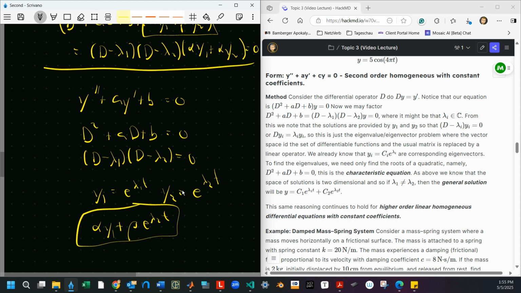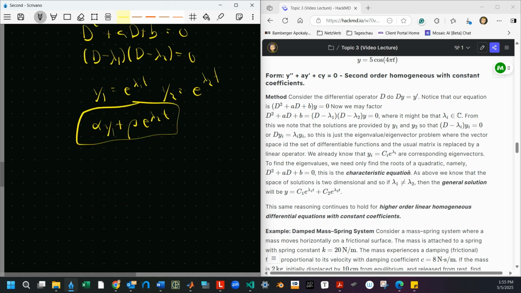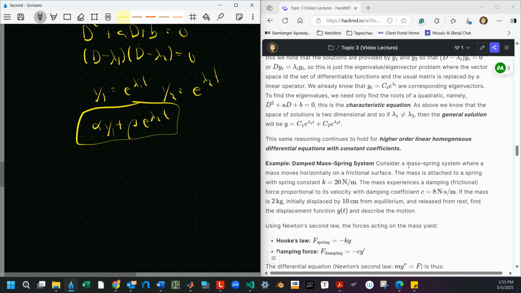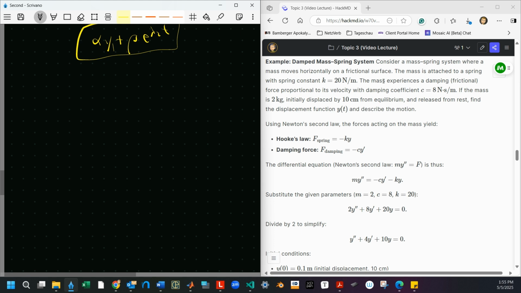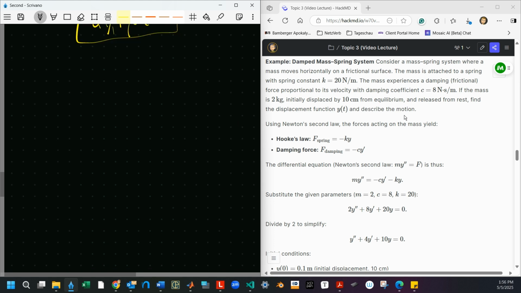So let's do it on a specific example. There's my example. This is going to be like the previous one, a damped spring. It's a spring again, but now there's some sort of damping. Here we have a mass-spring system that moves horizontally on a surface with friction, and the mass is attached to a spring. We're given k, which is 20 newtons per meter, and the mass experiences this damping friction with a coefficient of 8 newton seconds per meter.